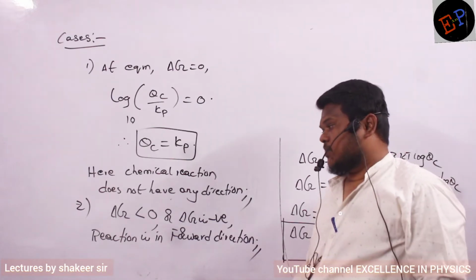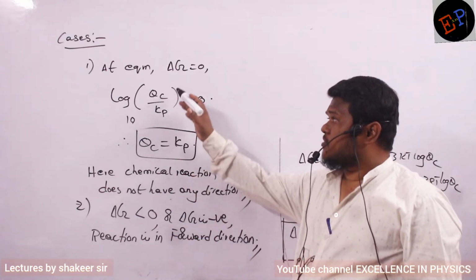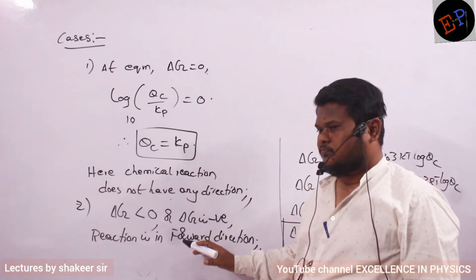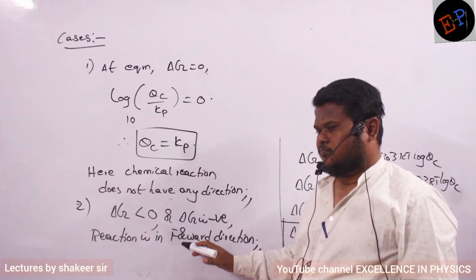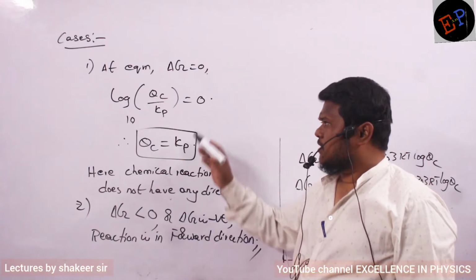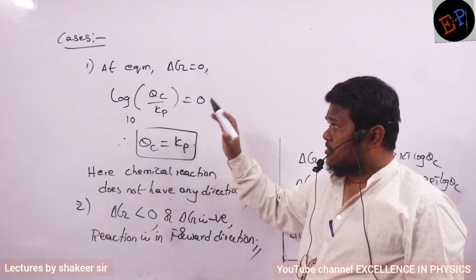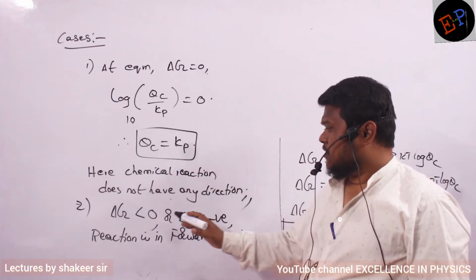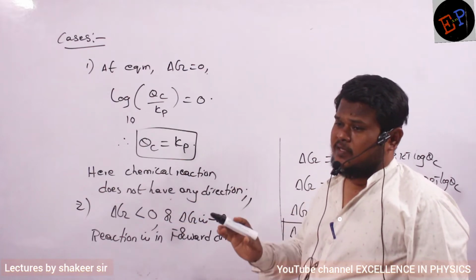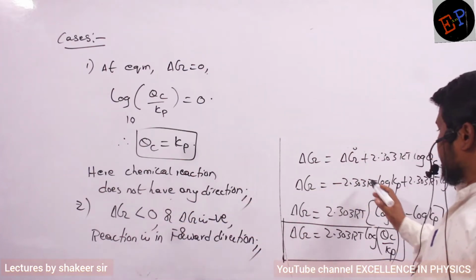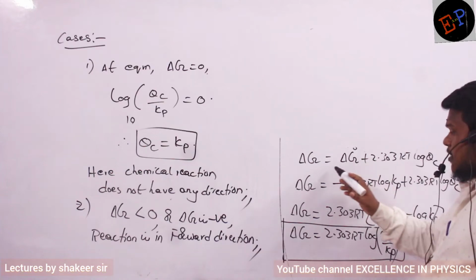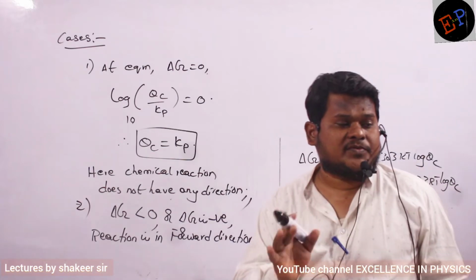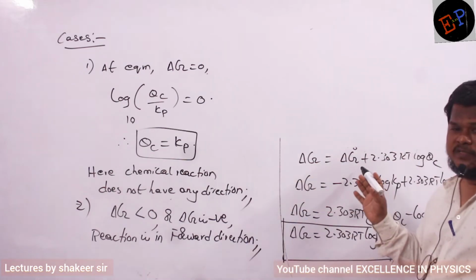We are not discussing delta G if it is 0. Delta G 0 already we have discussed; here the reaction is in equilibrium. That is standard Gibbs free energy. We are not discussing standard Gibbs free energy; it is already substituted. We are discussing only Gibbs free energy.